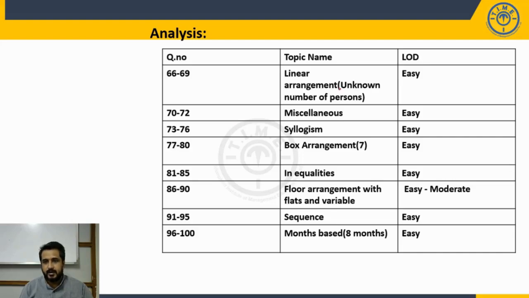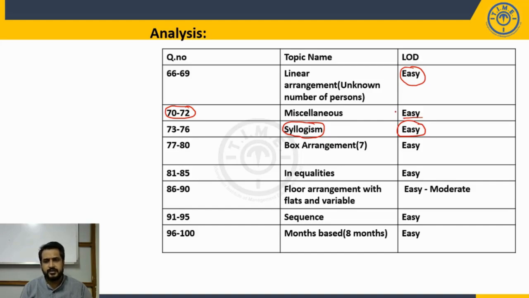Linear arrangement, unknown number of persons. The level of difficulty of this question is easy. And miscellaneous questions, 3 questions are given, and these are also easy questions. Syllogisms questions, you have been given 4 questions and the level of difficulty is easy. When it is clerical prelim, obviously they will give you easy only.